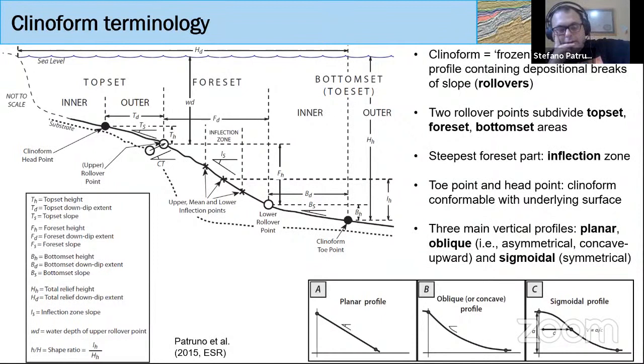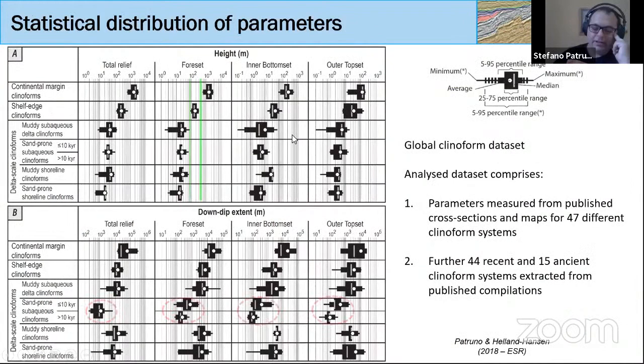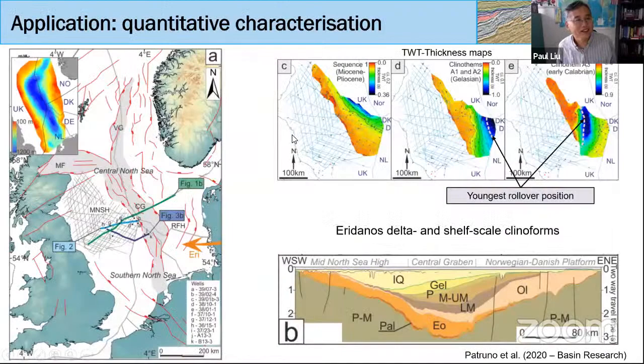Okay, so let's move to part two. I'm looking forward to your part two. All right, let's move on there. That's a fantastic talk.